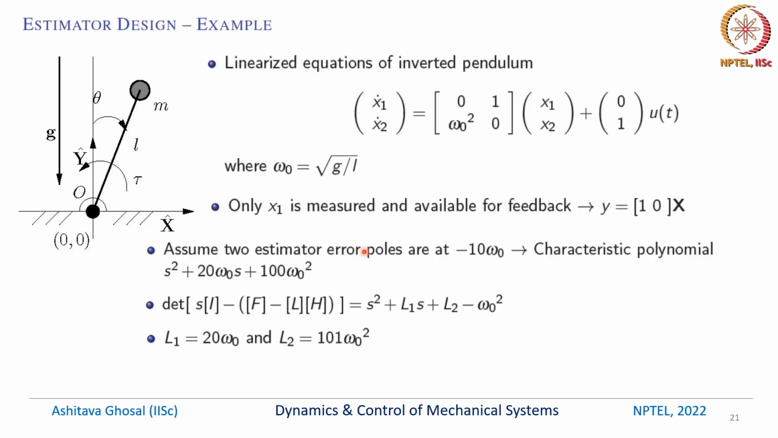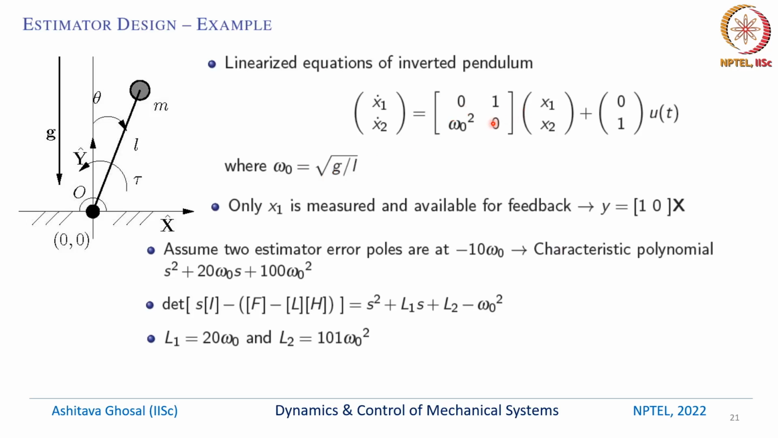So after all this theory and general expressions, let's look at a simple example. So we have this inverted pendulum. The linearized equation of an inverted pendulum can be written in this form. So x1 dot, x2 dot. So x1 is theta, x2 is theta dot. Okay, so x1 dot is x2, and then x2 dot is omega naught square x1 plus u of t. So u of t is like this torque, and this omega naught is square root of g by L.